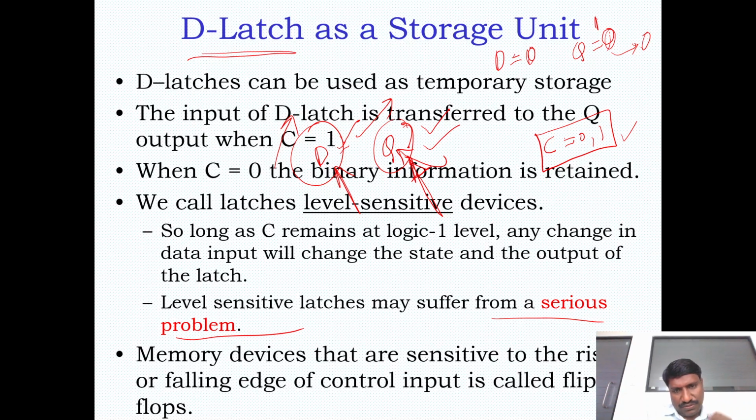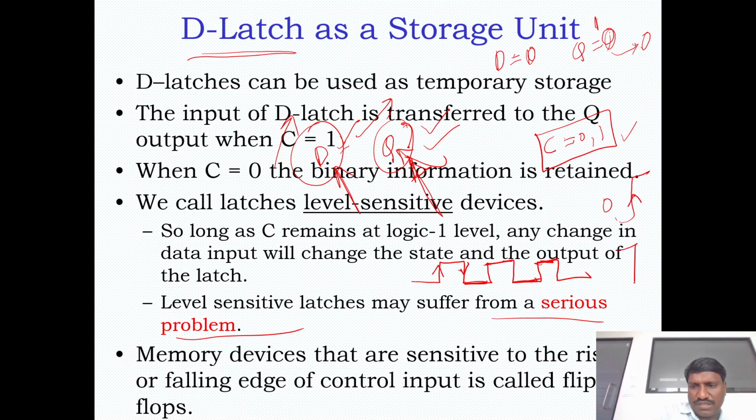To address this issue, instead of a level triggered storage unit, we go for edge triggered. That means instead of the clock signal like this, C is 0, C is 1, C is 0, C is 1 control signal, instead of that, we can go for edges. That is the 0 to 1 transition or the 1 to 0 transition. Instead of level triggered latches, we can go for edge triggered flip-flops. So we try to build memory devices which are sensitive to the rising or falling edge of the control input.